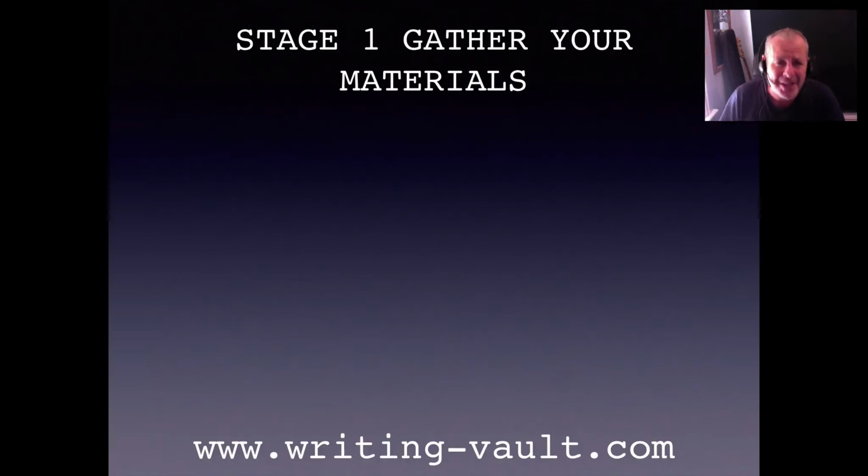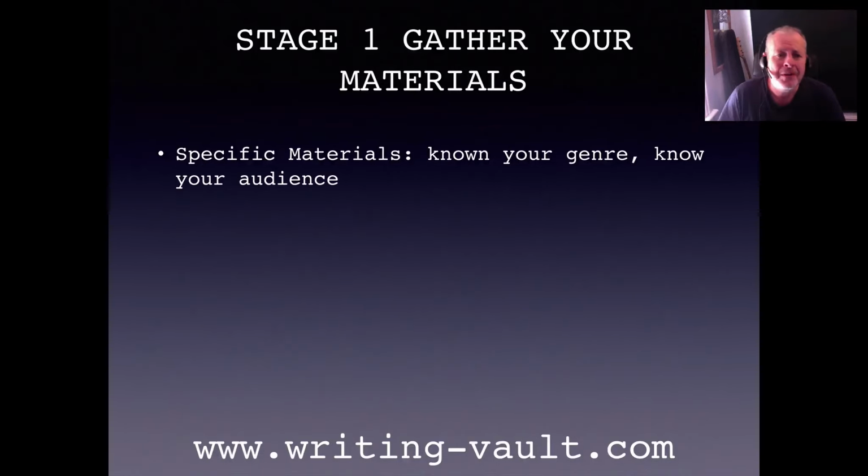So he had a 5-stage process. Stage 1 was gather your materials. There are 2 types of materials you need to gather. One is specific materials. So for story writers, if you're working in 1 or 2 genres, you need to know your genre, you need to read in your genre, collect the things that you might think of as obligatory scenes, and know your audience, what their expectations are, what they like to see.